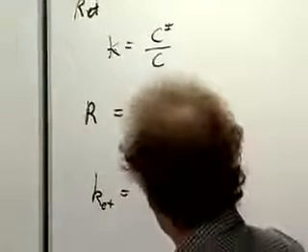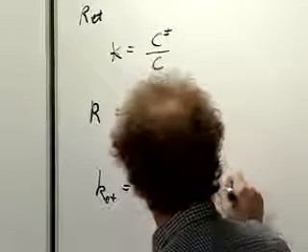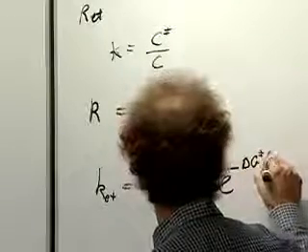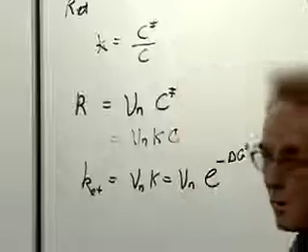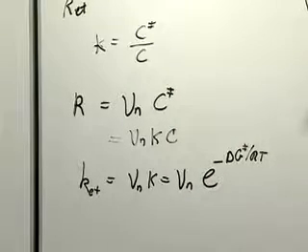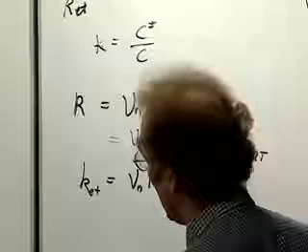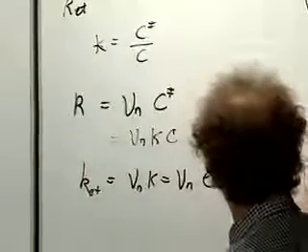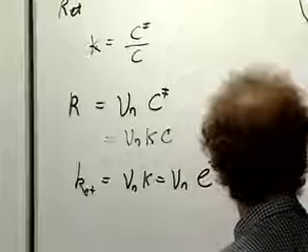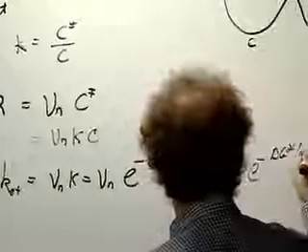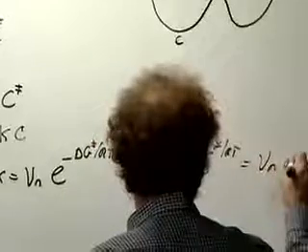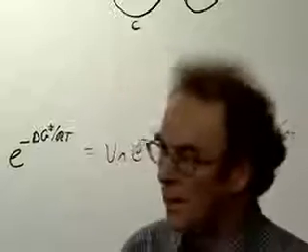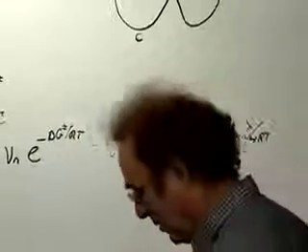And so my rate constant, KET, is going to be nu n K, and K is going to be equal to e to the minus delta G dagger over RT. Okay, so that's all very simple. In my case, I'm going to say this is the star, and this is nu n e to the minus delta G star over RT, or nu n e to the minus lambda over 4RT. Okay, so that's all very simple.